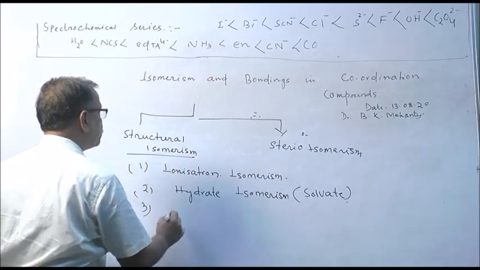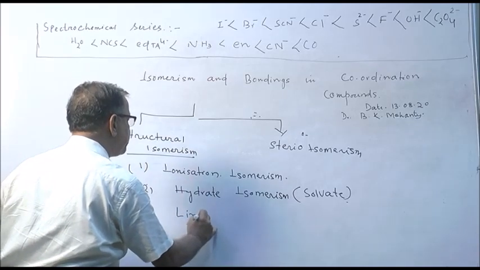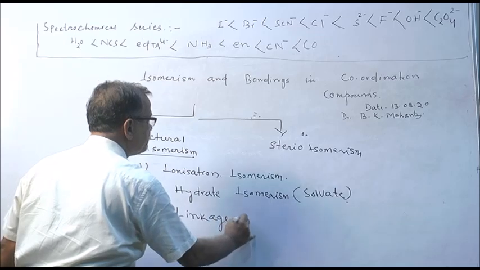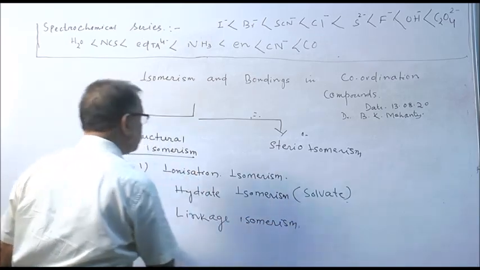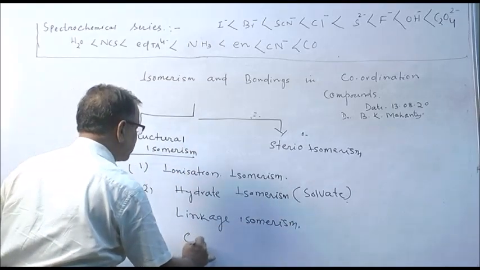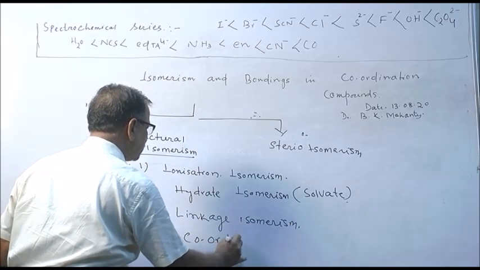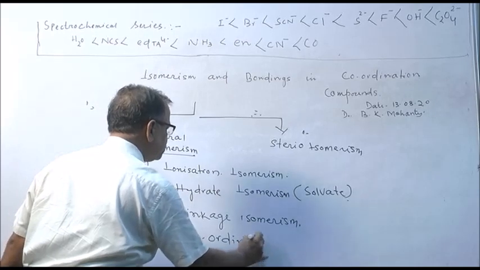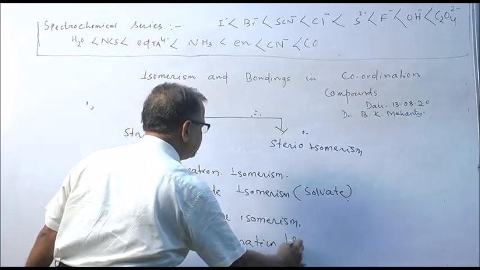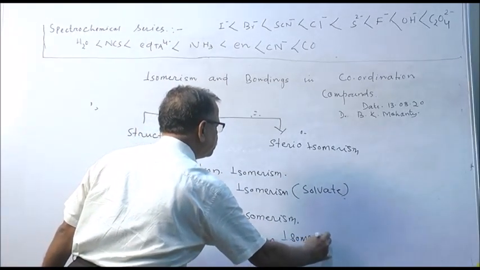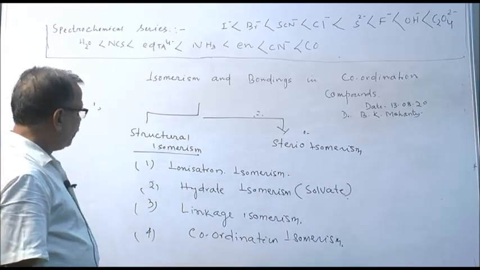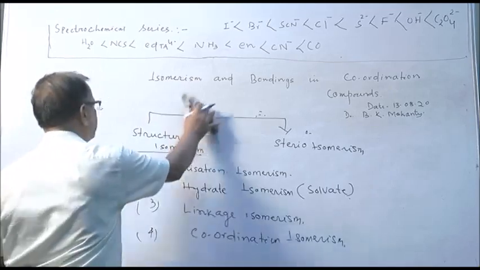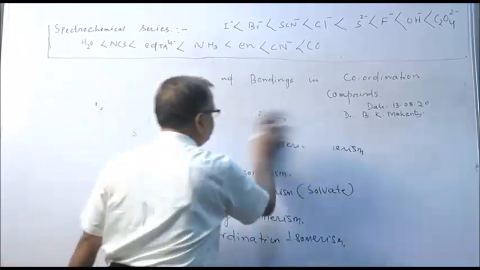Three, linkage isomerism; four, coordination isomerism. There are other isomerisms which are not so important. Mainly we discuss these four types. First, we should discuss ionization isomerism.